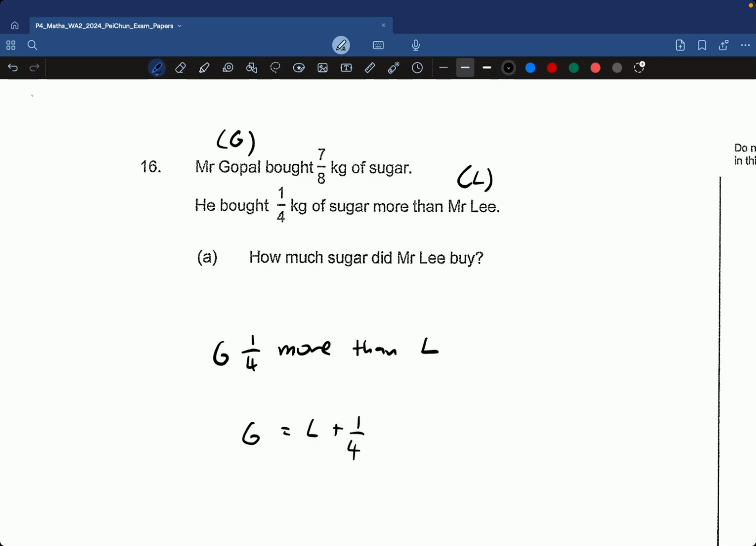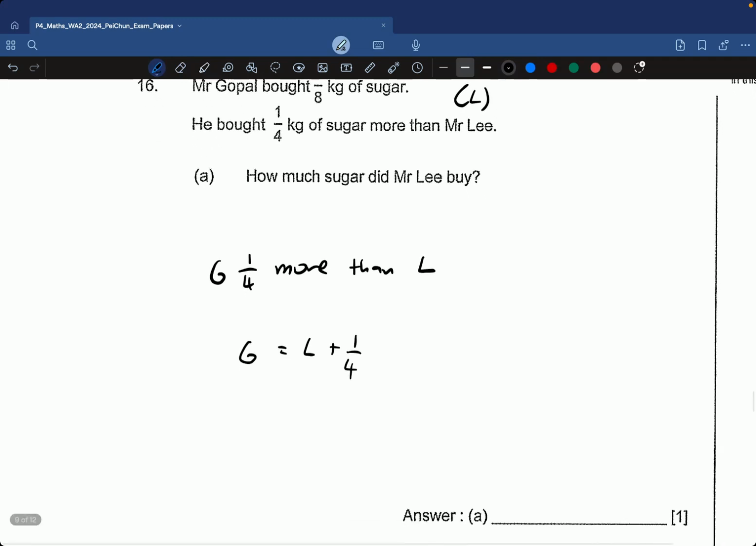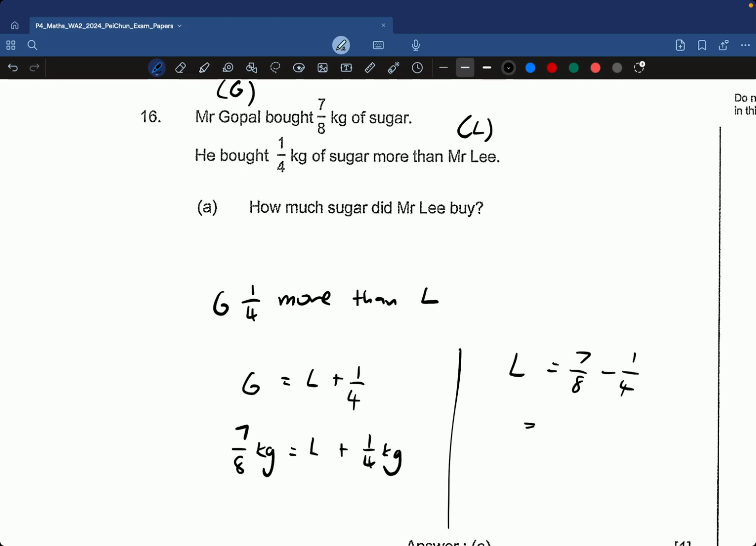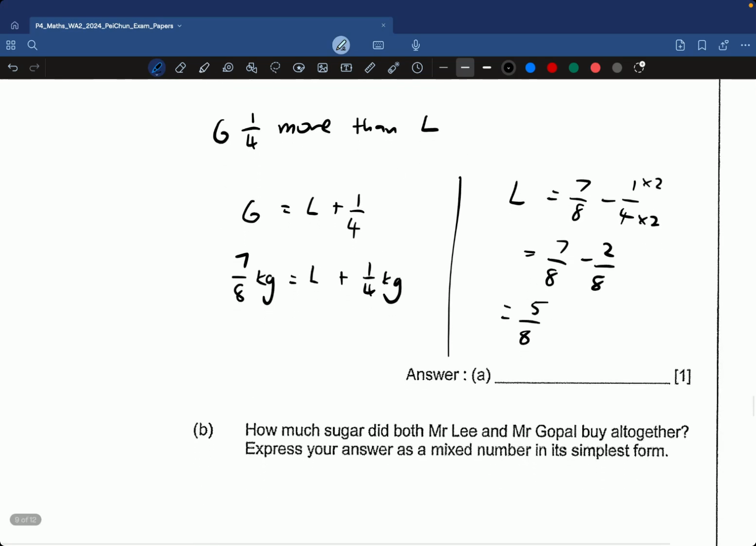Okay, that's basically it. All right, so how much did Mr. Lee buy? So since we know Gopal is 7 over 8 kg, and we don't know what's Lee, right, this is Lee's kg plus 1 over 4 kg. So we want to know Lee: L is equal to 7 over 8 minus 1 over 4. So the common multiple in this case is having 4 multiplied by 2. Same goes to the numerator, 7 over 8 minus 2 over 8. And this gives you 5 over 8. So the answer is 5 over 8 kg.